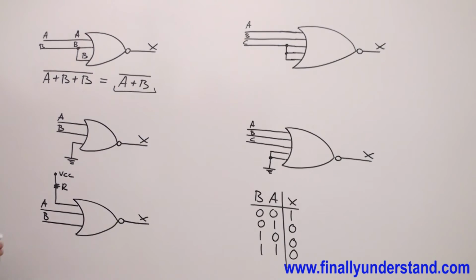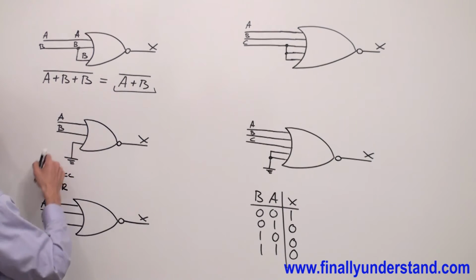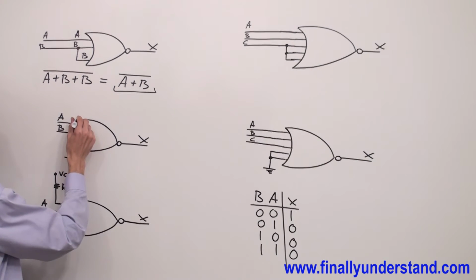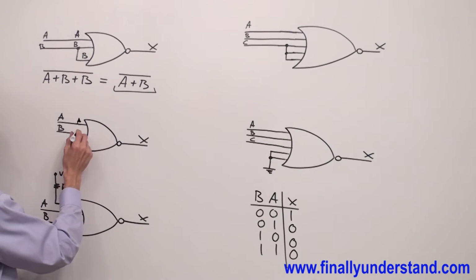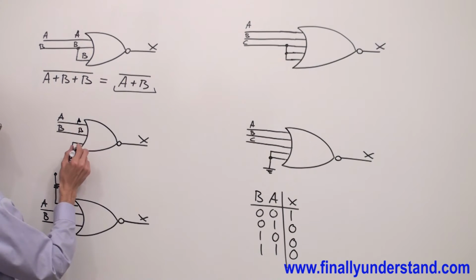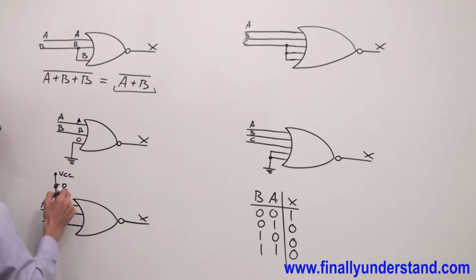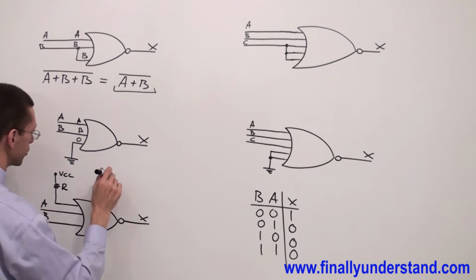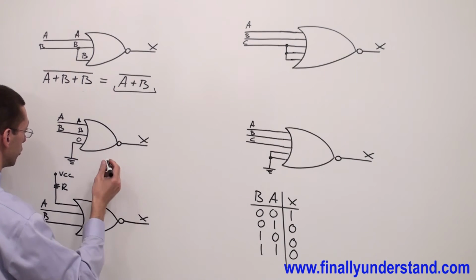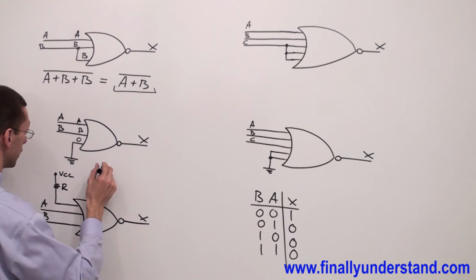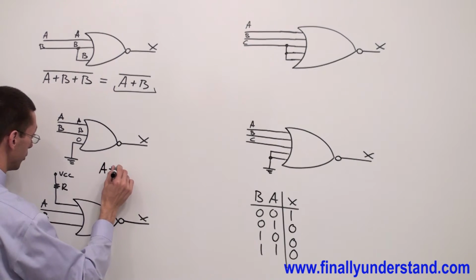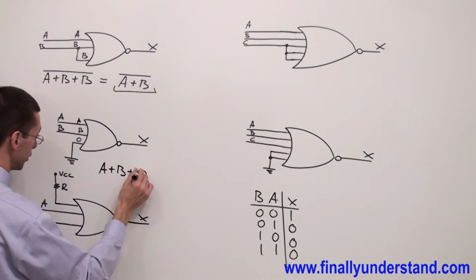Let's take a look at second example. Input 1 is receiving A, input 2 is receiving B, and input 3 is receiving 0. So if you want to write the logic expression which we are going to see at the output, we are going to have following expression. We have A NOR B NOR 0.